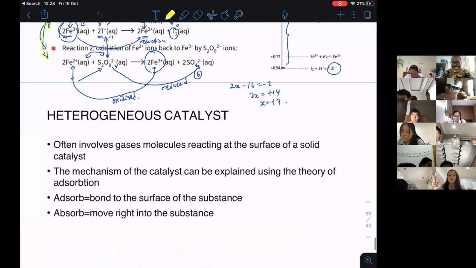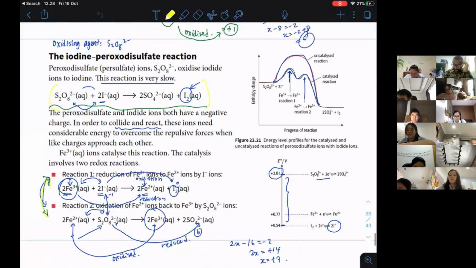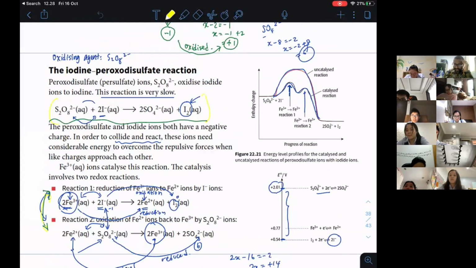And the last part that I mentioned for this particular reaction is that the E value must come in the middle. It will be suitable if it is going to be in the middle.